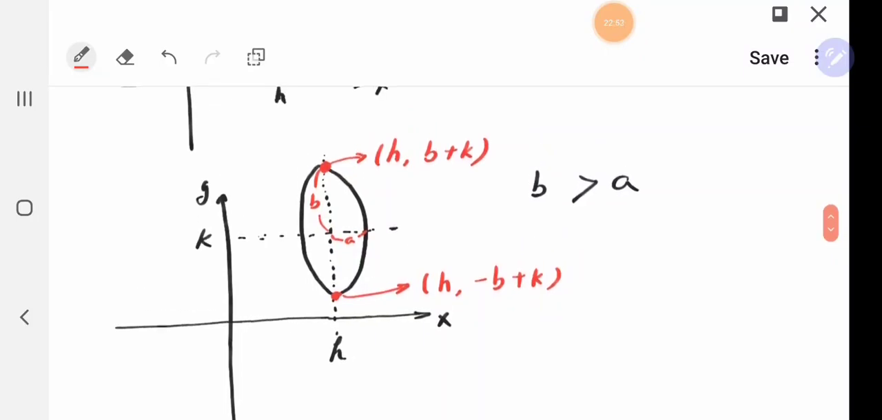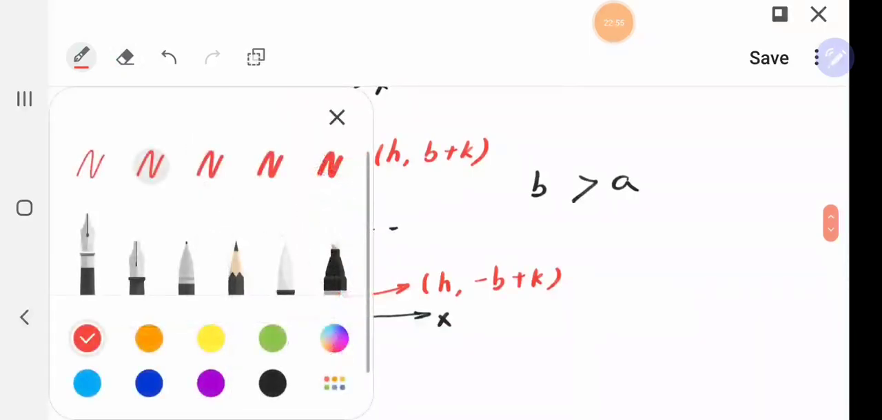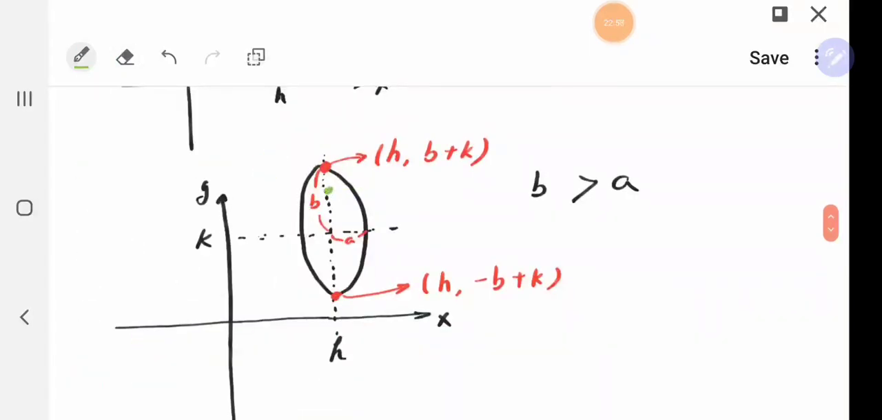Okay, how about the focus? The focus will be right over here. The x value is h, and the y value was originally c, and we have to find c anyway, but now c is increased by k. Likewise for this other focus, the x coordinate is h, and the y coordinate was negative c before, so negative c is increased by k.